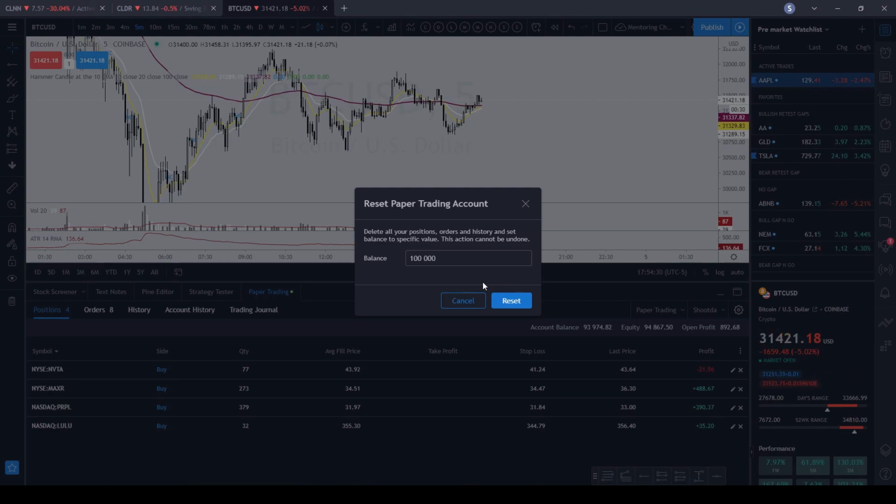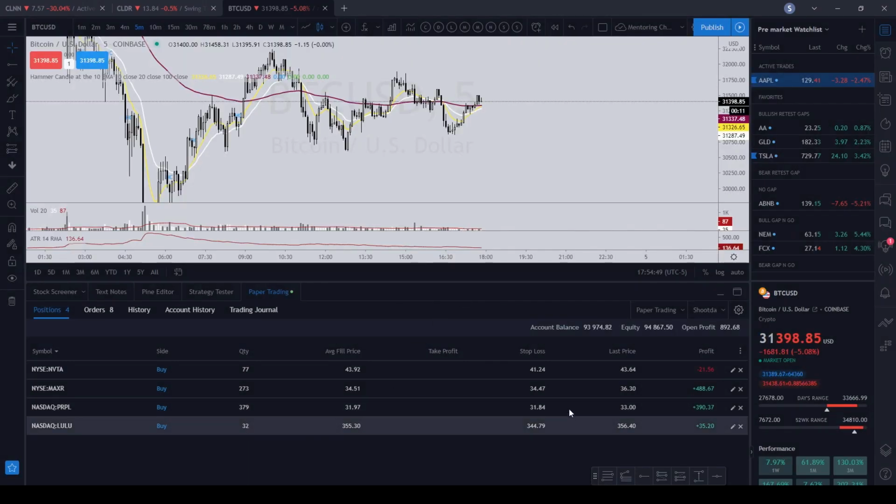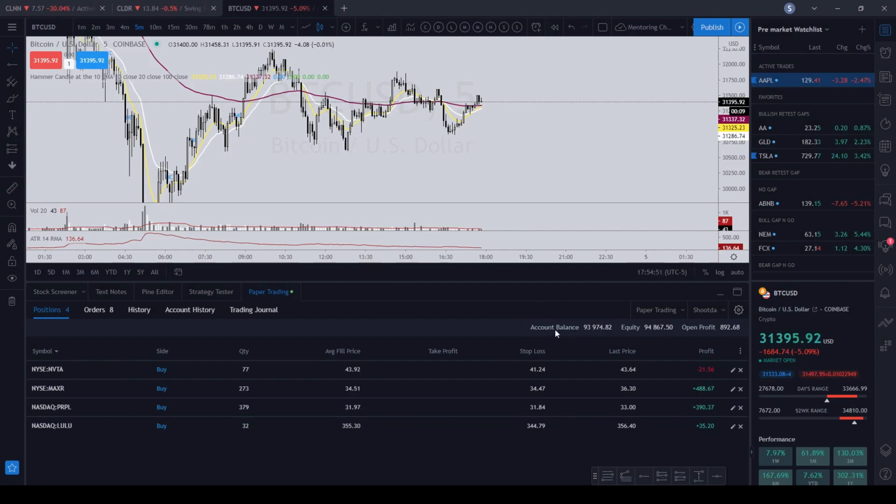The nice thing here as well is if you wanted to paper trade using your actual account balance to see how well you would perform with the account that you're going to be trading with, you can do that here. So if you wanted to trade with just a $5,000 account, you could do that and then hit reset. I'm not going to do that because I want to keep these orders open. What that would do is it'll reset your account balance to the amount that you set, and then your equity would be the same and your profit would be zero because nothing would be open.